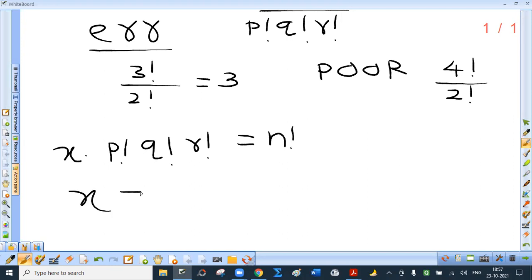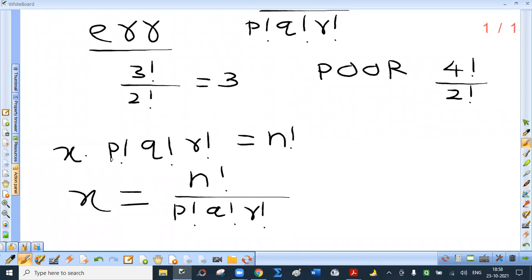But the required number of arrangements is x. So x is n factorial upon p factorial into q factorial into r factorial. I'll repeat this logic. What is our aim? Our aim is to find the total number of arrangements of n things taken all at a time, but p things are similar and are of the first type. Q things are similar and are of the second type. R things are similar and are of the third type, and the rest are all different. Suppose the required number of arrangements is x.